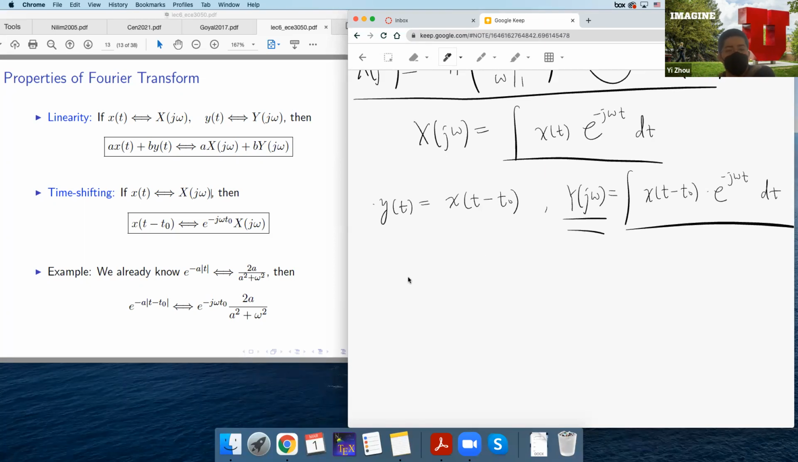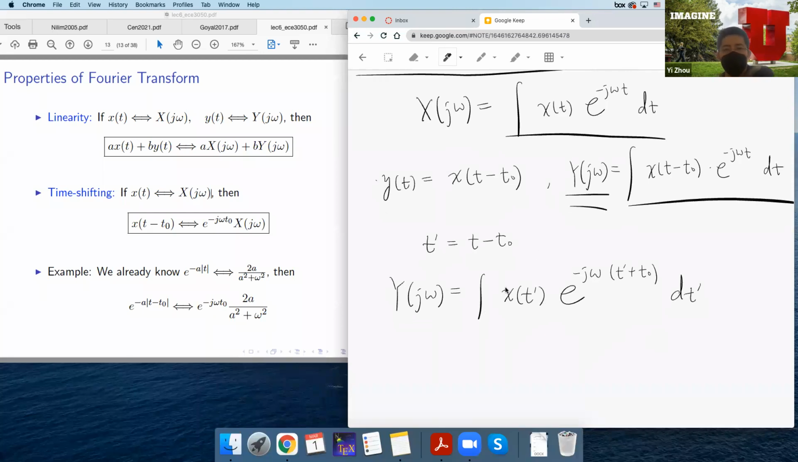motivates us to consider a change of variable. So if you do a change of variable, t prime equals t minus t naught, then Y(jω) now becomes the integral of x(t prime) e to the negative jω, and t becomes t prime plus t naught, and dt is dt prime.